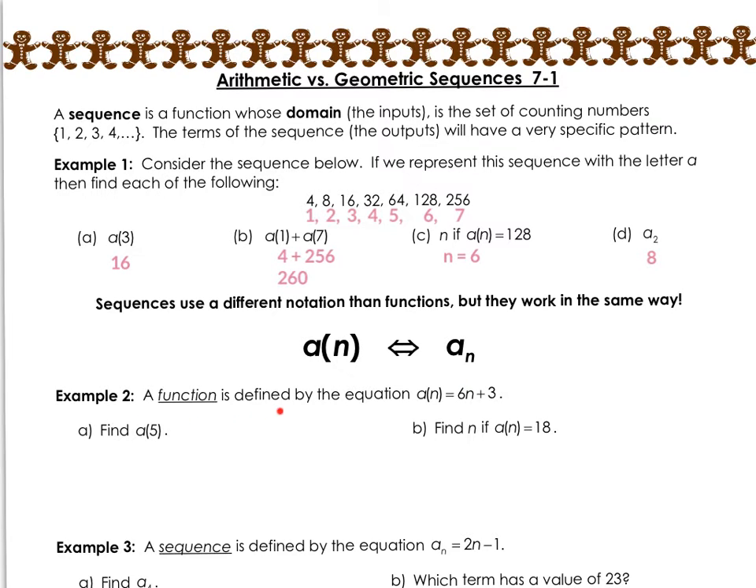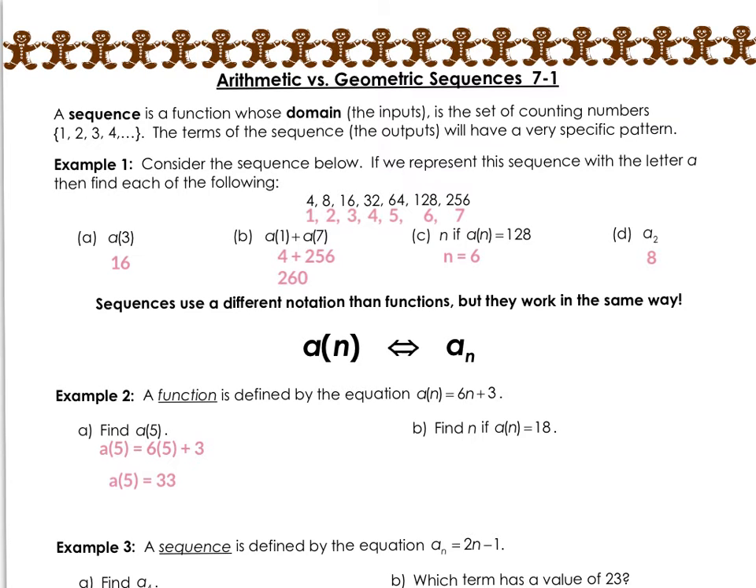So example 2, a function is defined by this equation. This is a function. So just like we've talked about in the past, we've got inputs and outputs. We're just using a and n instead of f of x. So a of n equals 6n plus 3. Now I see a 5 instead of n. So everywhere I see an n in my function, I'm going to replace it with the input of 5. So a of 5 equals 6 times 5 plus 3. Then we can put it in our calculator and we get a of 5 equals 33.